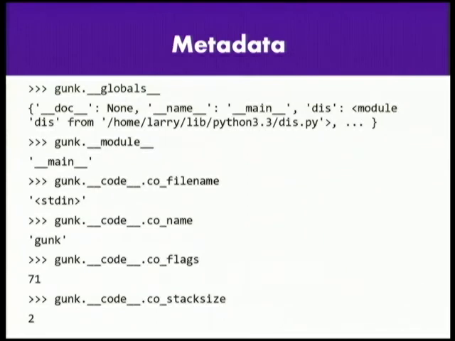Finally, the stack size. Python pre-allocates the stack for each function as it calls it, and this is the maximum depth that the stack will ever reach. So gunk, I'll remind you, had a binary add. So it pushes 2 things on the stack. That's the deepest the stack will ever get. So we have a stack size of 2.